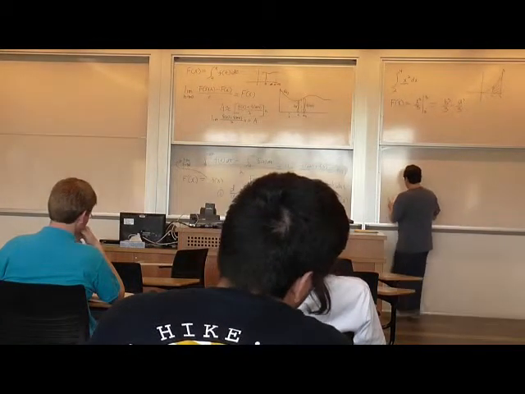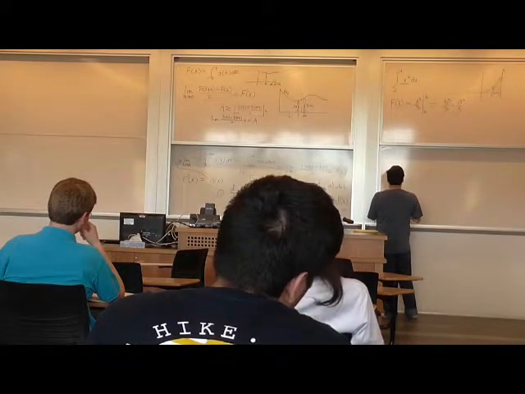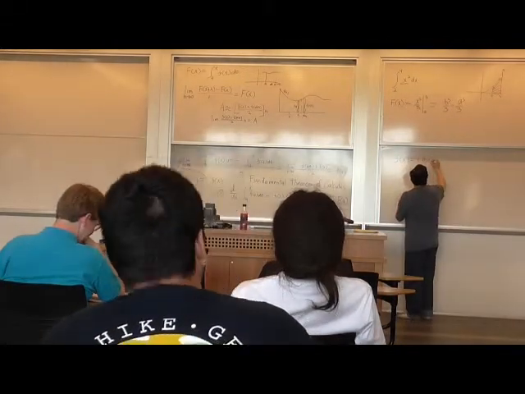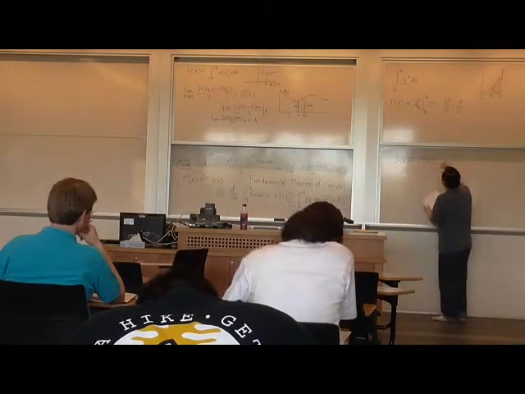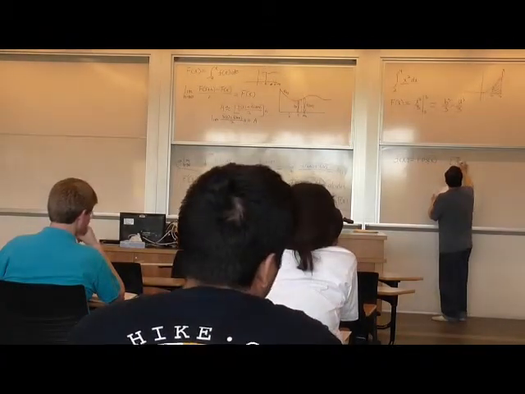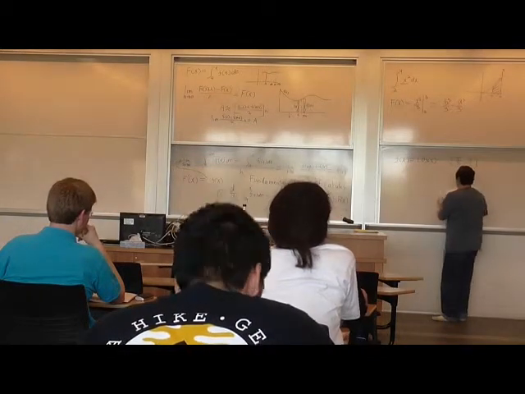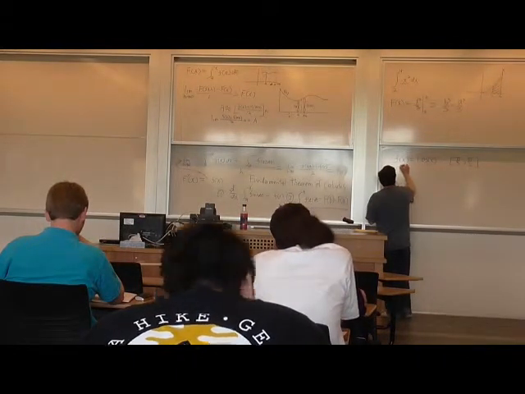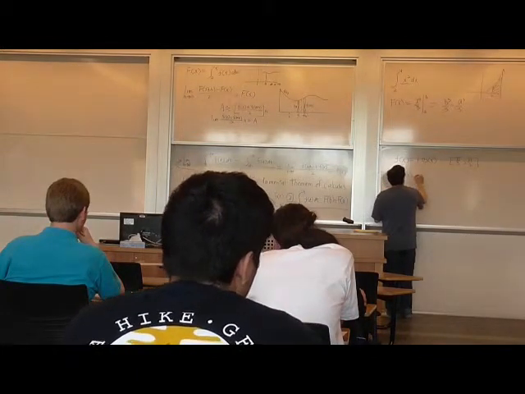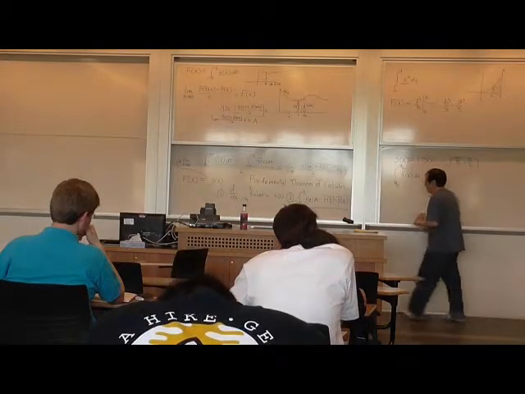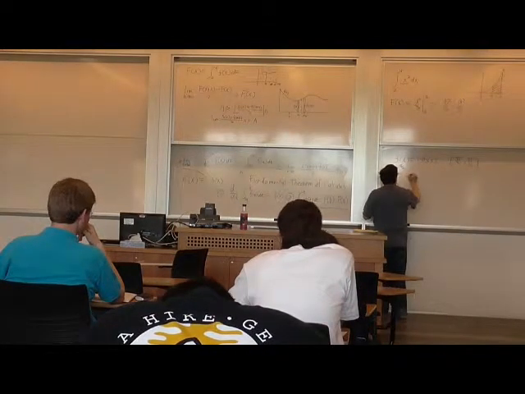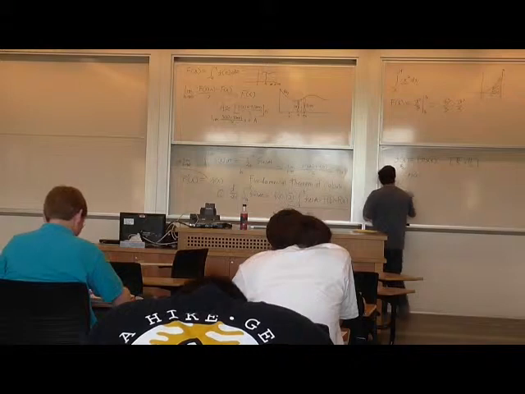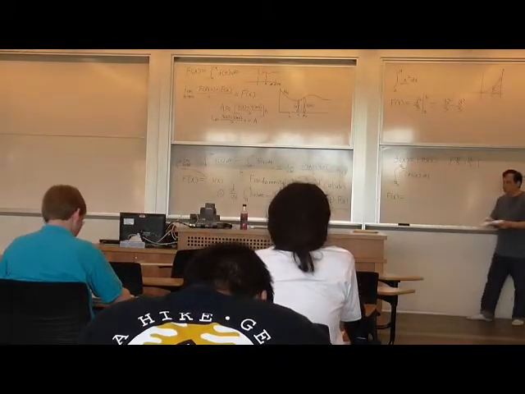What is the area between... let's just say f of x is the cosine of x. And I want to know the area under this curve between pi over 3 and pi over 2. In other words, I want this integral. Alright, cosine of x. Okay, so what is my antiderivative of this function? Negative sine.